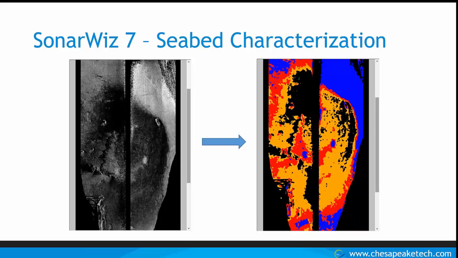Another area where we've been putting a lot of work in 7 is signal processing. And one of the things that has come out of that is a much better Seabed characterization tool. So in SonarWiz 6, we were able to do Seabed characterization of side scan files only. In 7, we've enhanced it so that you can now do both bathymetry files and side scan files as long as they have amplitude data.